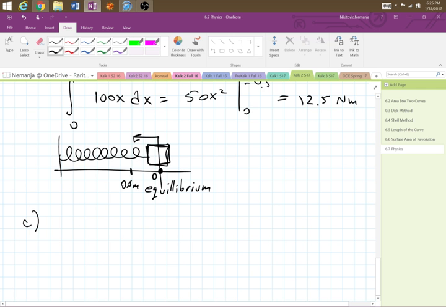So how much work is needed to stretch the spring a quarter of a meter? Again, from the equilibrium position. It's the same spring, so you're still using the same 100 spring constant. Try this one on your own.